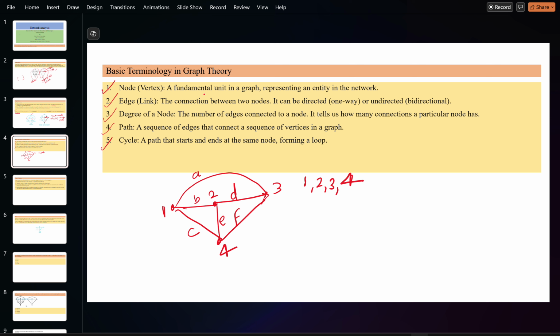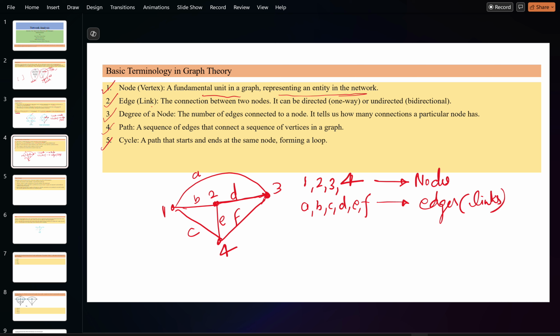They are the fundamental units in the graph, representing an entity in the network. Okay, so these are the nodes, and edges are the connection points between two nodes. They are called edges. So these are the nodes, and A, B, C, D, E, F are actually the edges or links. Okay, and there is a third definition, which is called the degree of a node.